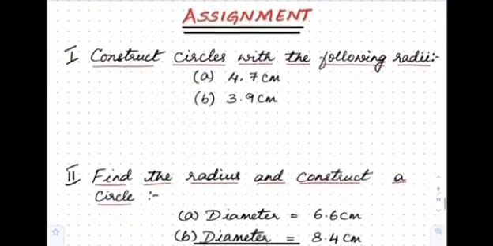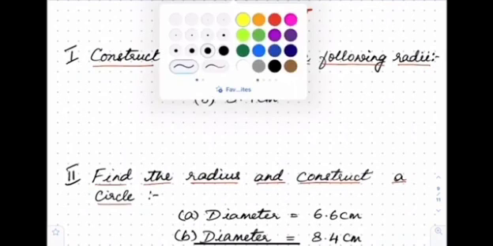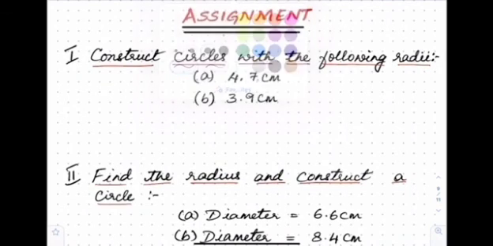Now for the assignment, just to recall whatever you have learned, we have a few problems given. First one, construct circles with the following radii. You need to construct. Radius is given. Radius is 4.7 centimeters and 3.9 centimeters. These are the two measurements which are given. This is the radius. Please mind it, children. This is radius. It is R which is given. So you need to directly construct with the steps being followed.